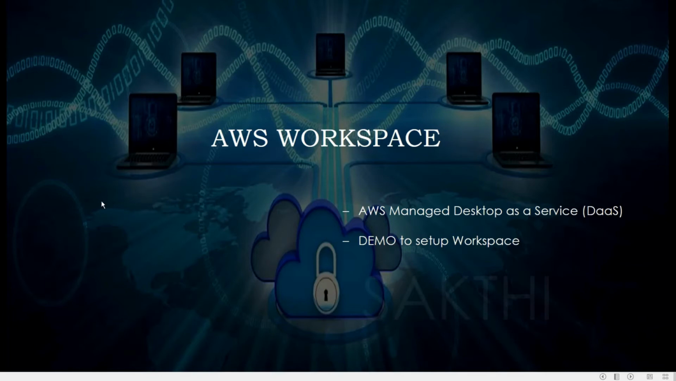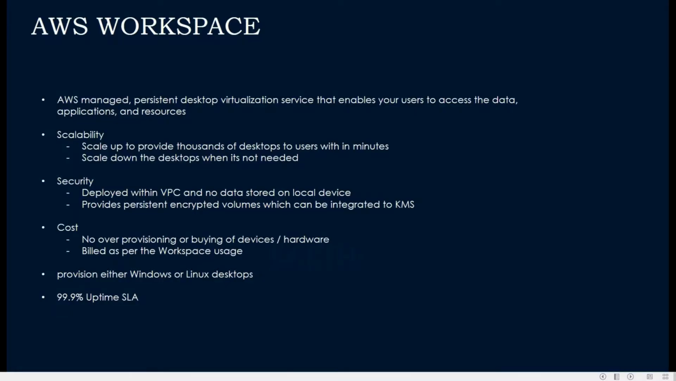Hi all, in this video we will see what is AWS Workspace and a simple demo to set up a workspace for a user. So AWS Workspace is an AWS managed desktop as a service. AWS Workspace is a persistent desktop service for the users to access their data, application and their resources.